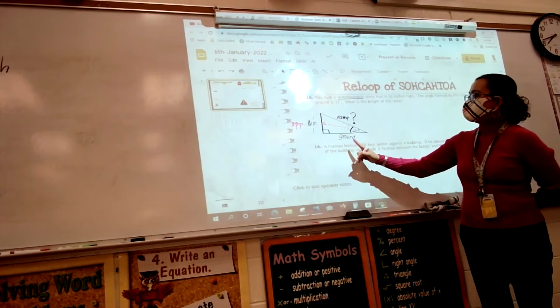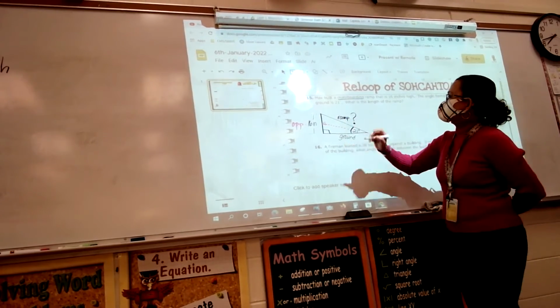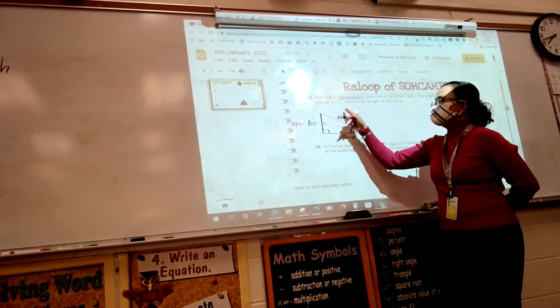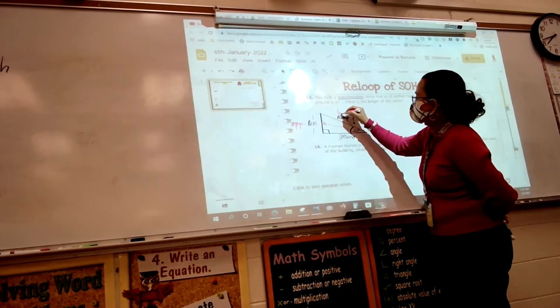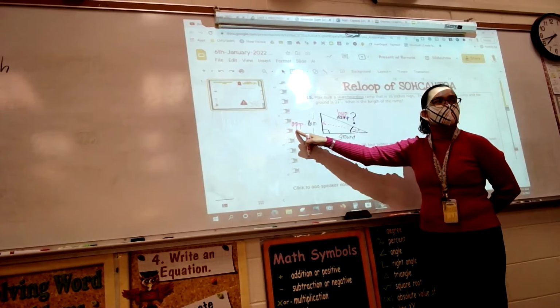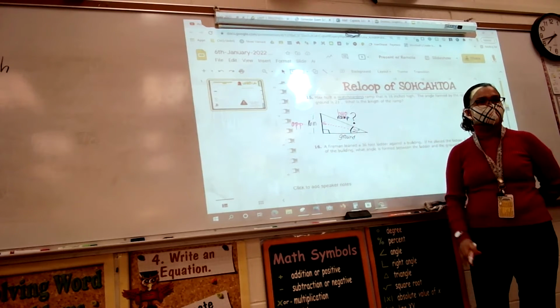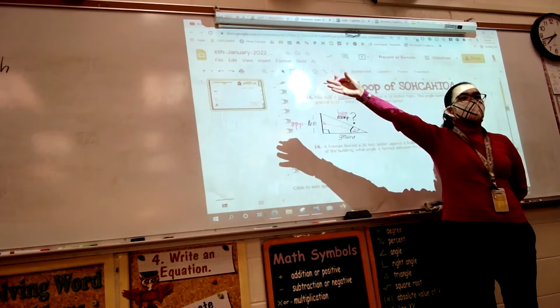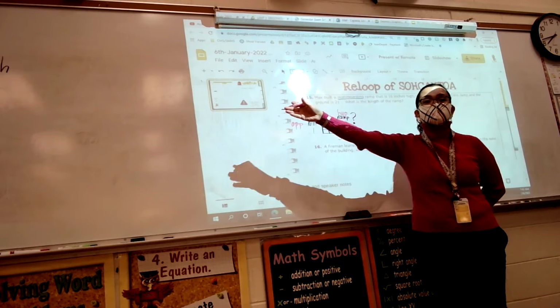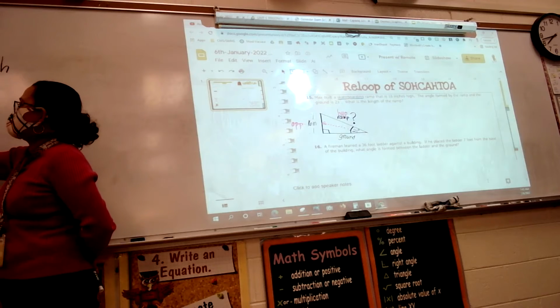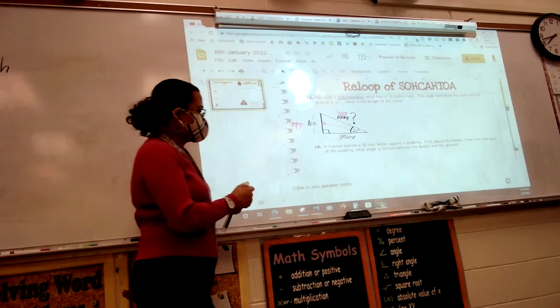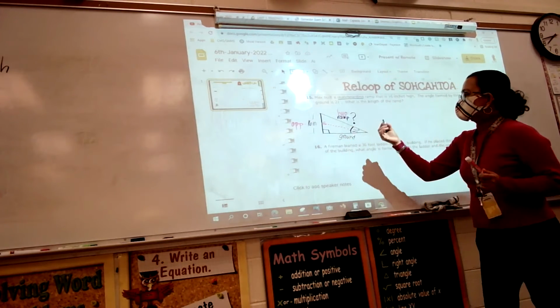Now, we are asked to find this. So ramp, what is ramp? Is it the hypotenuse, opposite, or adjacent? Okay, the hypotenuse. So which one contains O and H? Opposite and hypotenuse. Which function? Sine. Okay, it's a sine. Opposite hypotenuse, not cosine and not tangent. Very good. Now, so we are using sine.